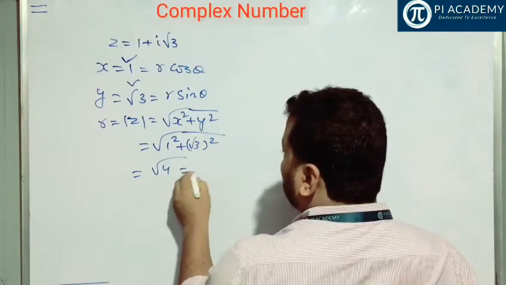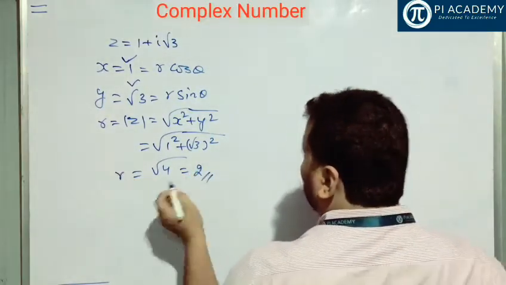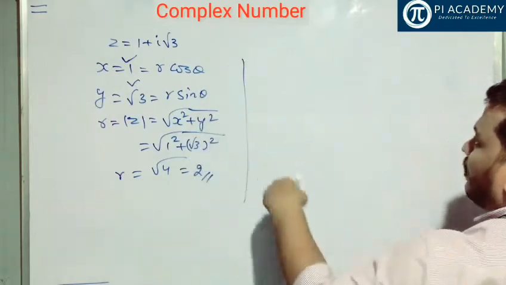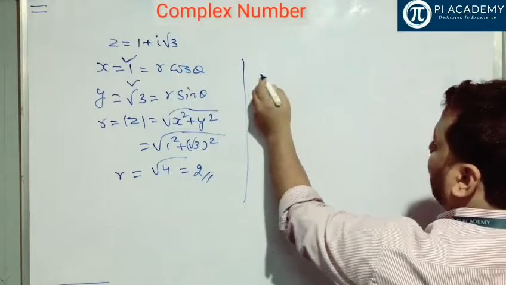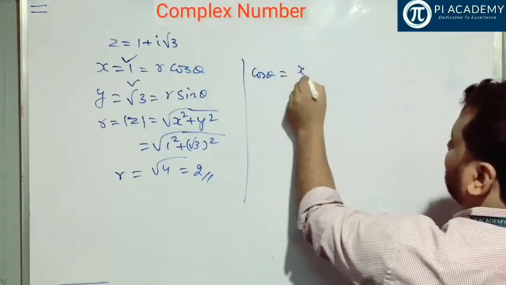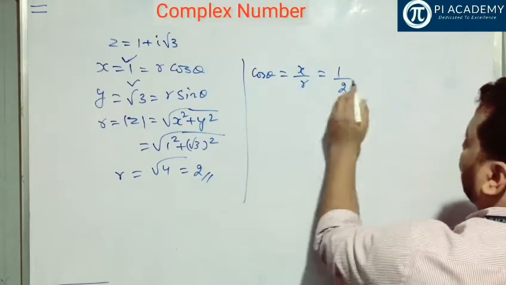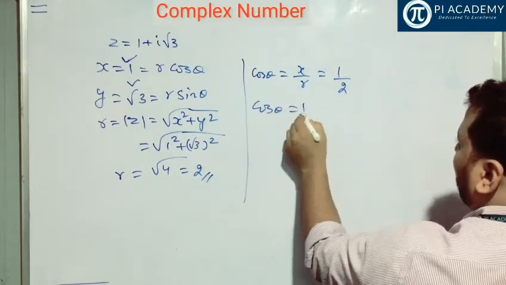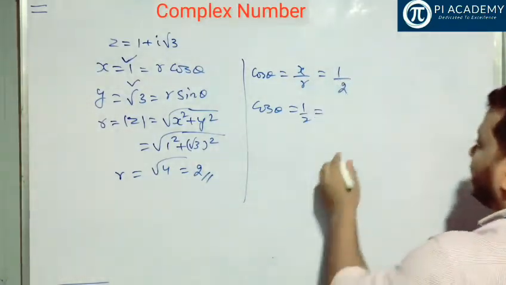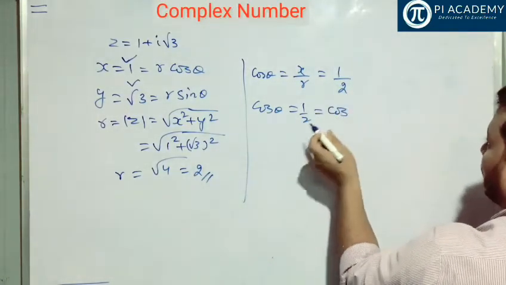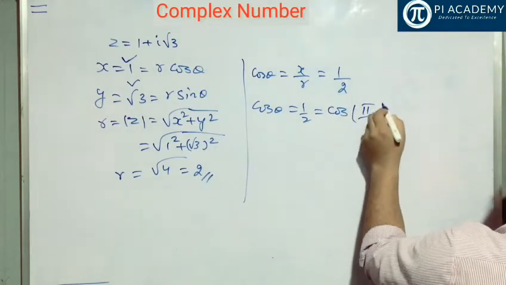1 plus 3 is 4. It will give you the root 2 only. So now you got r is equal to 2. So now you can apply in this one and you can get the cos theta value. So you have x is equal to r cos theta. So now cos theta is nothing but x by r. x is how much? 1, and r how much? 2. So this is nothing but cos theta is equal to half. How much will the cos value give you half? It is nothing but cos 60 degree, which is your pi by 3.